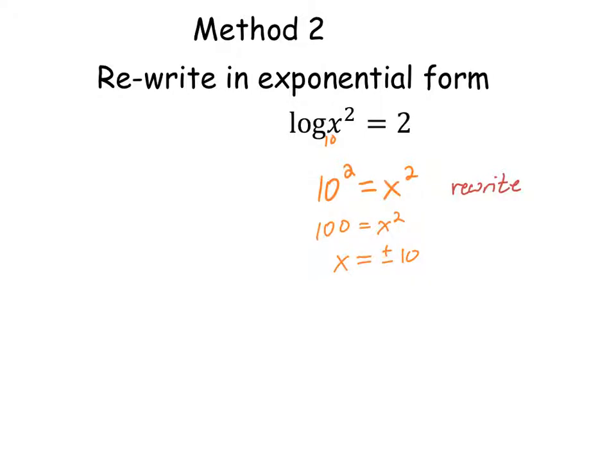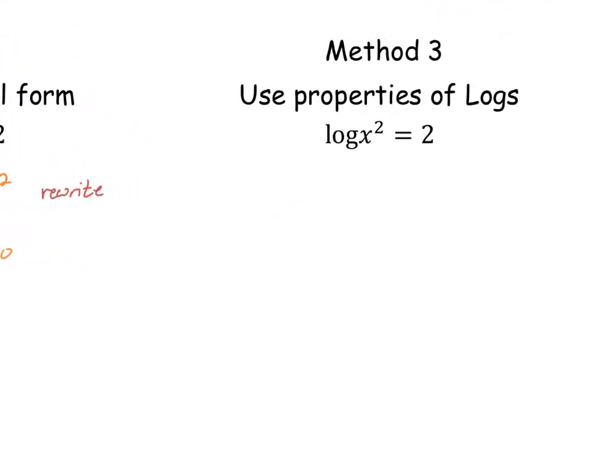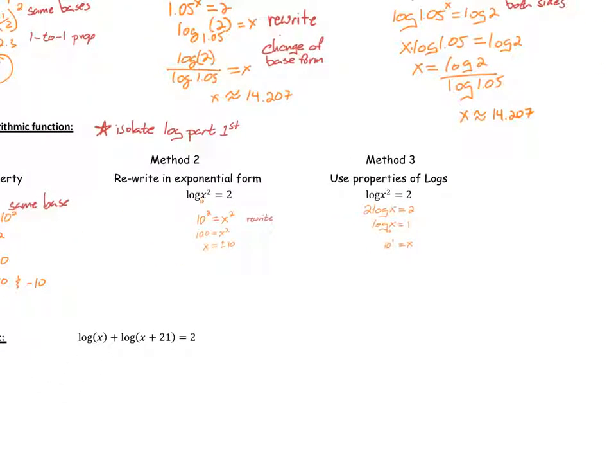Okay, I need to show you one more thing here, something you have to be careful of. Here, if we wanted to use the property of logs, it does not work out the way we would expect it to. So if we were to go 2 log x equals 2, right? These are being multiplied together, so I'm going to divide by 2, and I have log x equals 1. Then I rewrite, and because this is a base of 10, I have 10 to the power of 1 equals x. Well, this is incorrect. We've lost one of our answers here, right? So 10 to the power of 1, we just have x equals 10. We're missing an answer, so very important.